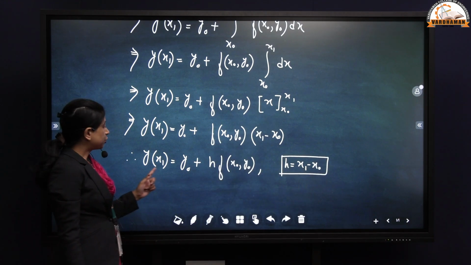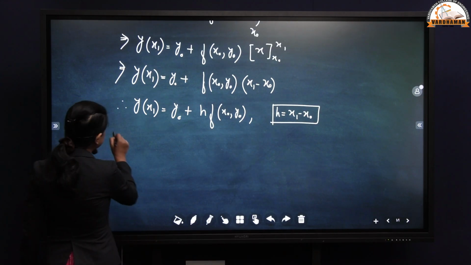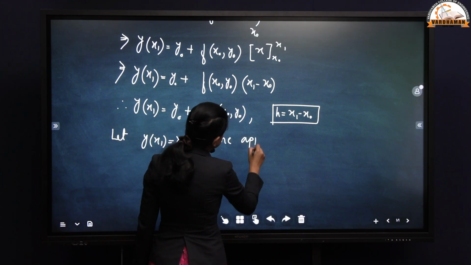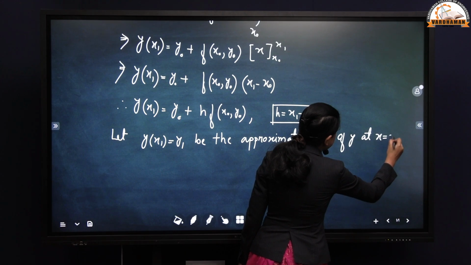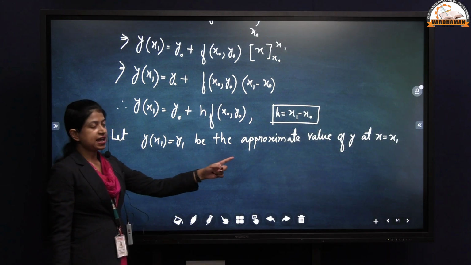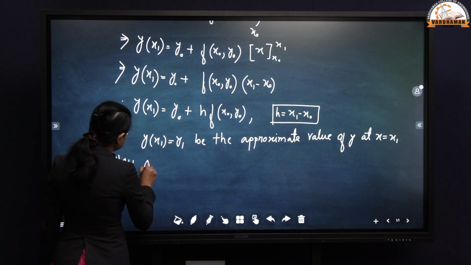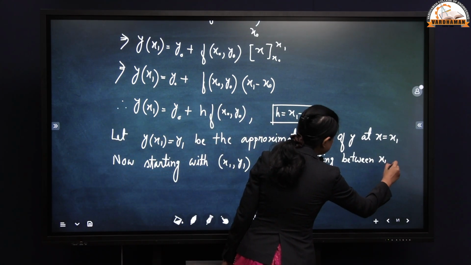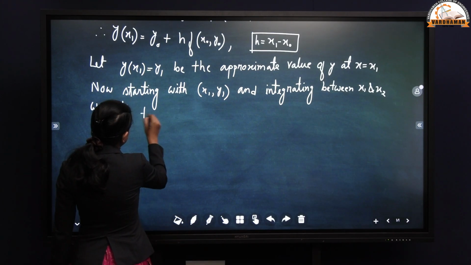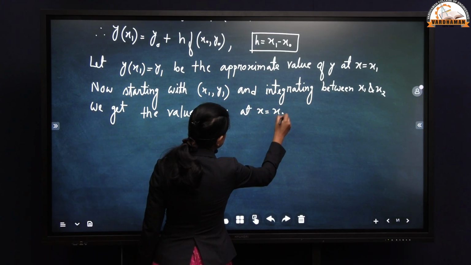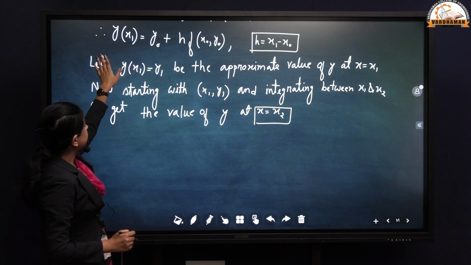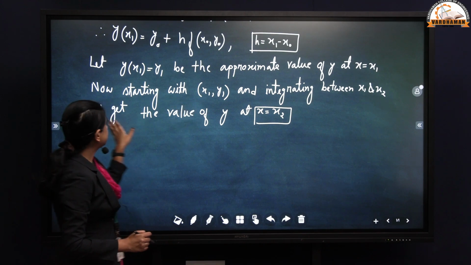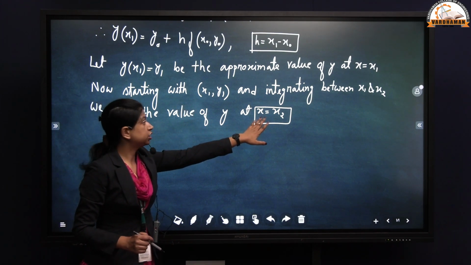So this one gives the approximate value of y at x1. Let y of x1 equal to y1 be the approximate value of y at x equal to x1. So now we have values for x1 and y1. Now starting with x1, y1 and integrating between x1 and x2, we get the value of y at x equal to x2. We started with x0, y0 and we get the value of y at x1. Now if we start with x1, y1, we will get the value of y at x equal to x2.